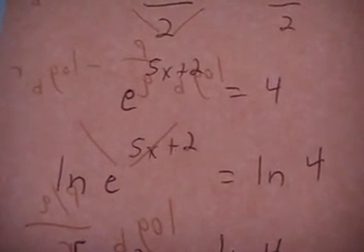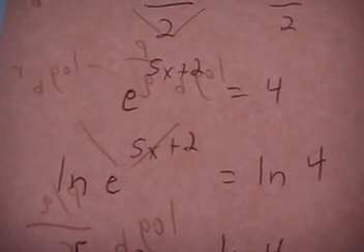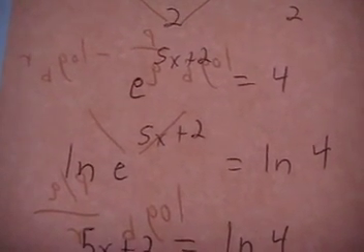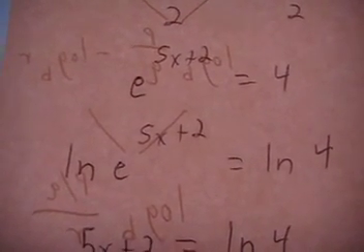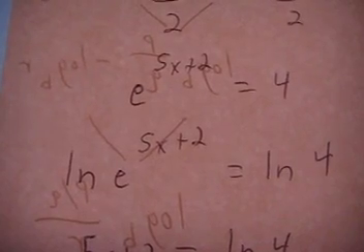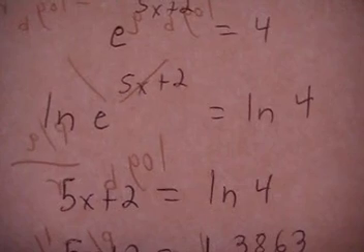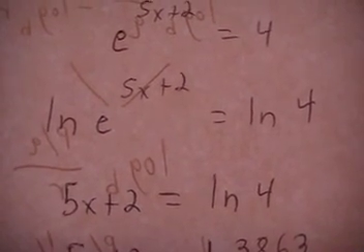But ln of e actually cancels out. Ln and e are opposites of each other. They're inverses. The log and an exponential are inverses. So ln of e basically cancels out, and you just get the 5x plus 2 left. That's the reason to pick ln for that kind of problem.